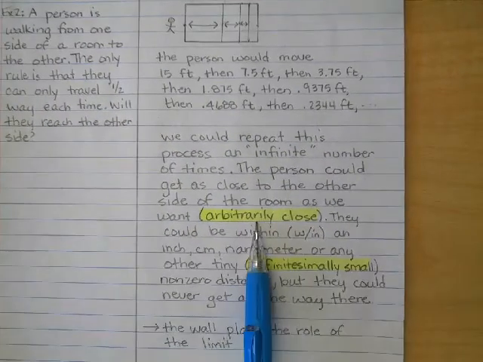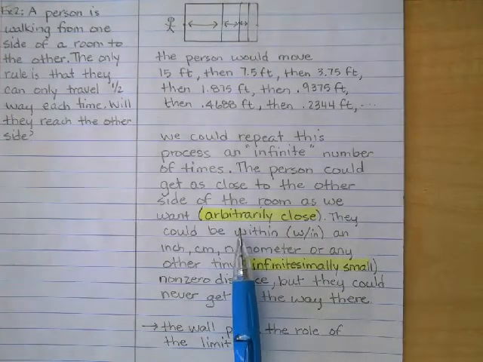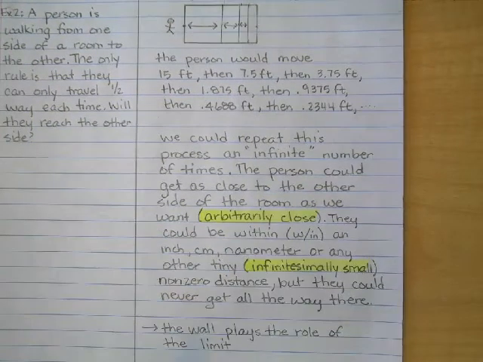Okay, so I want you to note that when we're talking about a limit or something getting close to something, because that's what we really like to talk about, we say it's arbitrarily close, meaning how close do you want to get?